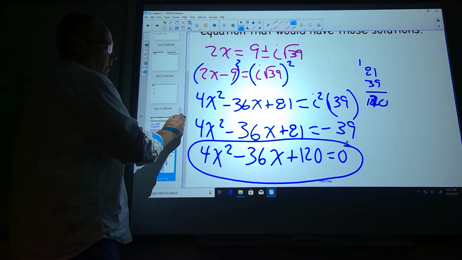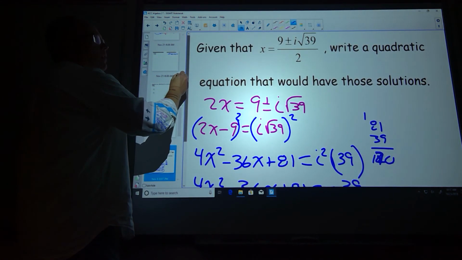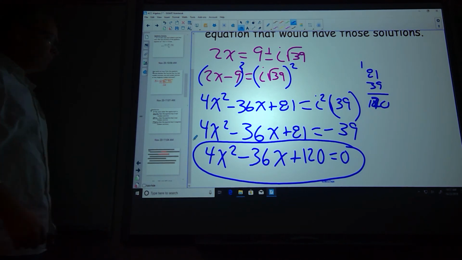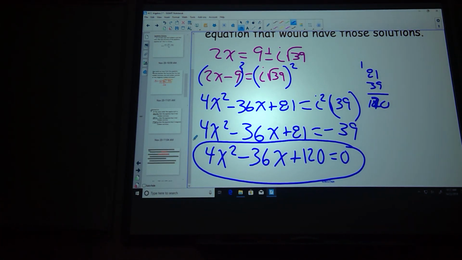So this quadratic here, if I did the quadratic formula, that's my solution. Those are my solutions. Is that it? Yep. Dude, I got done? Oh, best day ever.